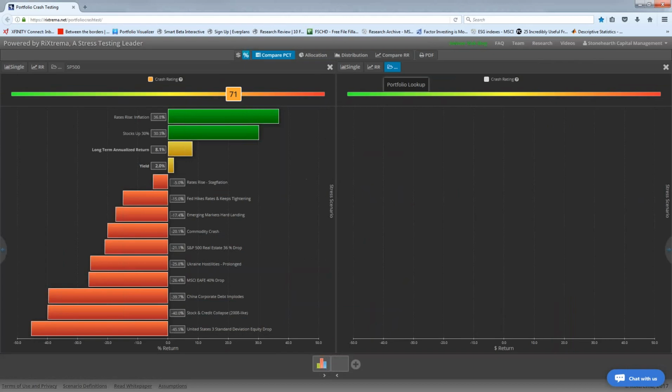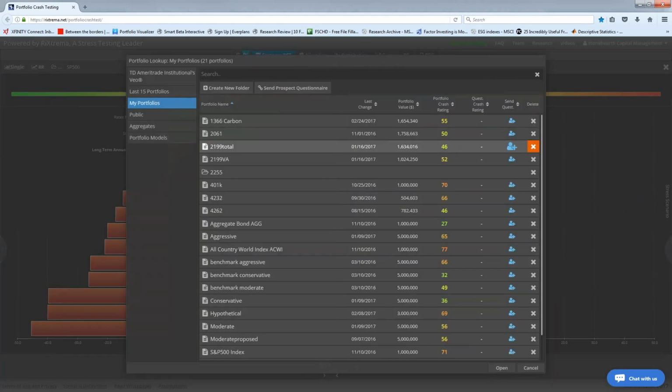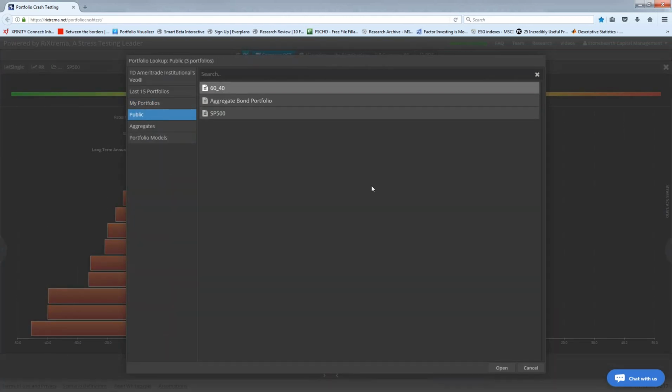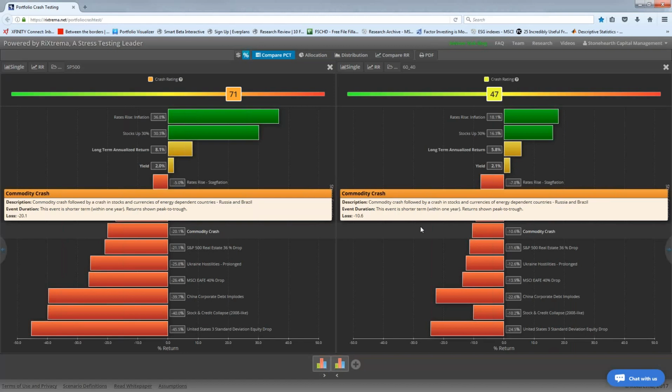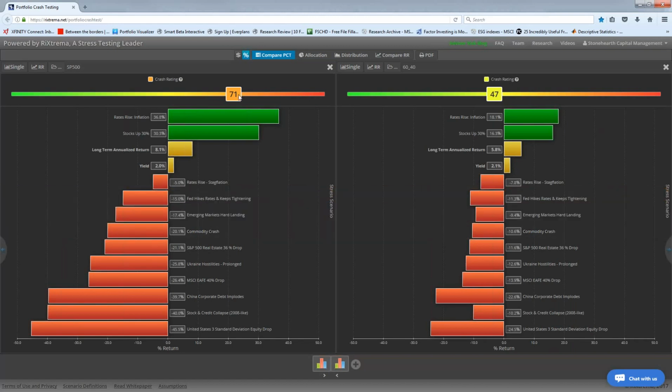So what I'm going to do is pull up a simple 60-40 split. What is a 60-40 split? It's 60% in the S&P 500 and 40% in a bond index. And what you would expect is what we see: we lower the risk. The crash rating score was 71 for just the S&P, and we go over here to 47. So we reduced the risk a lot by just adding 40% bonds, which makes sense.